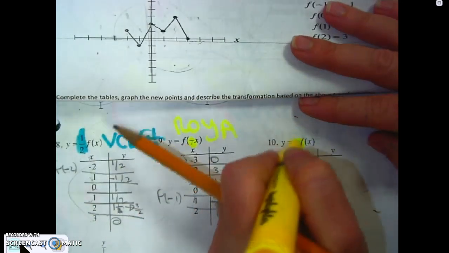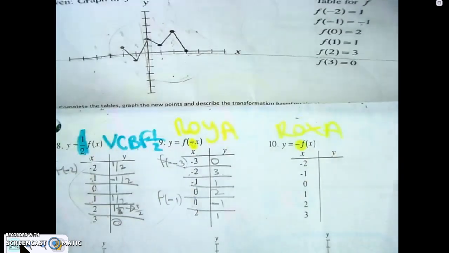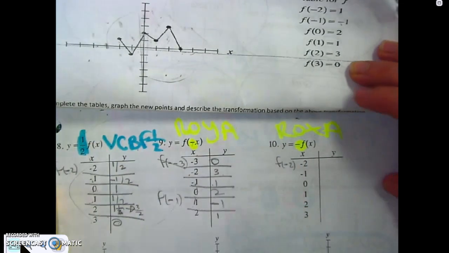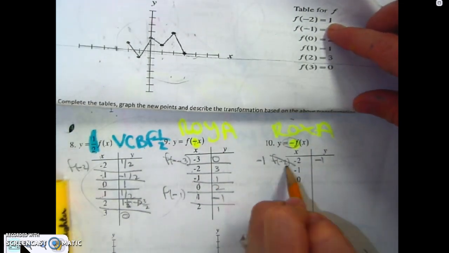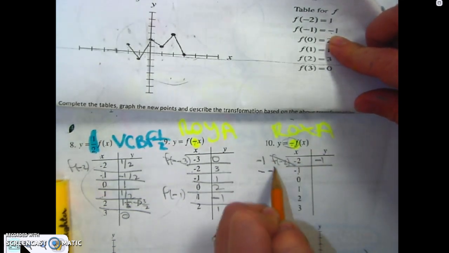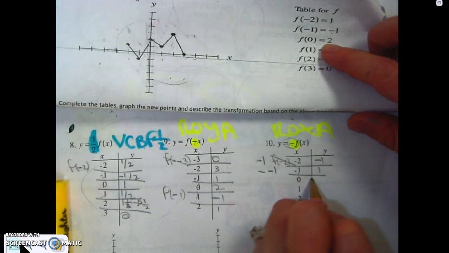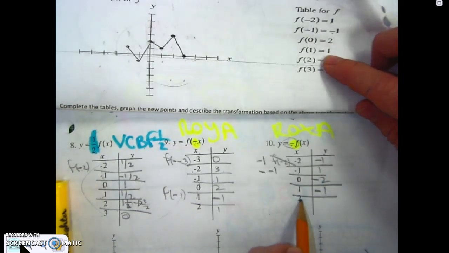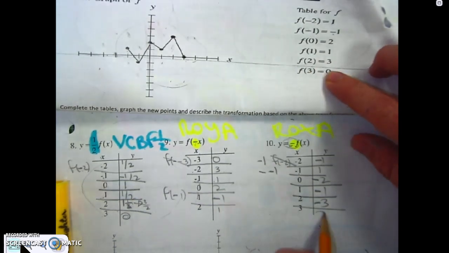So now let's look here. We have the negative on the outside. It feels like it's with the y, but we know when it's reflection, it really means it's with the x. So here's what I do. I'm going to find f of negative 2. F of negative 2 is 1, but then there's a negative on the outside, so negative 1. F of negative 1 is negative 1, but negative of negative 1 is positive 1. F of 0 is 2, negative 2. F of 1 is 1, negative 1. F of 2 is 3, negative 3. F of 3 is 0, and it stays 0.